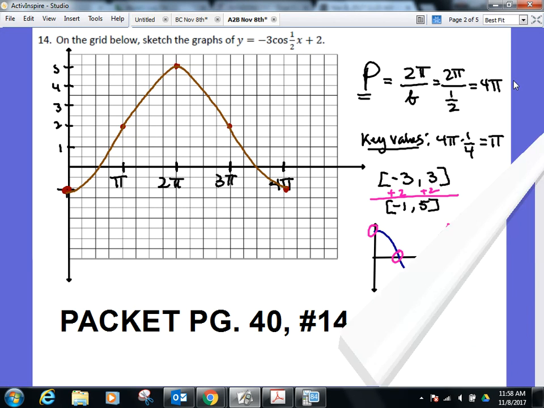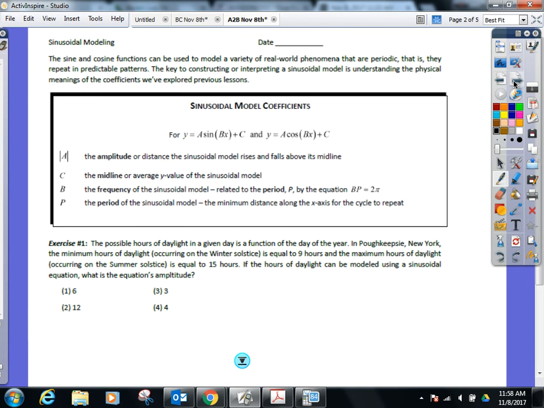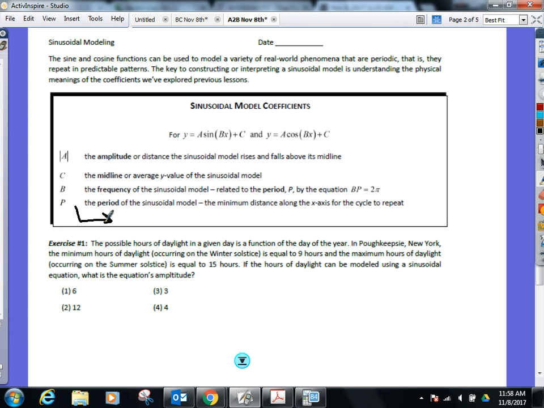All right, I don't know what page it's at, but modeling, sinusoidal modeling. I'm not going to go over what's in the box, because we know it: amplitude, midline, frequency, period. Here's the only thing I want you to jot down. What I am noticing from both my classes, there's a huge issue with understanding period versus frequency.